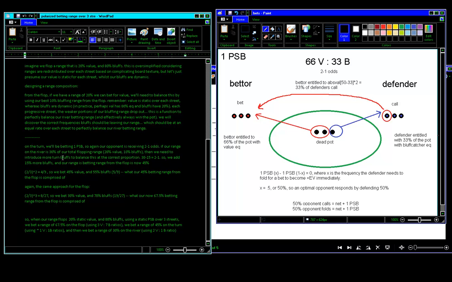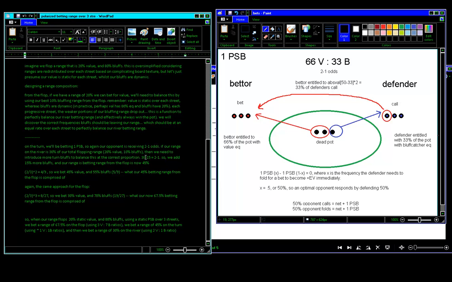If our range on the river is 30% of our total flopping range, which as demonstrated here is always going to win the effective pot at the highest yield possible, which is optimal, then we need to introduce more turn bluffs to balance this at the correct proportion. A very simple way to do this, I think: we're giving him 2-to-1 on the turn. We're betting 30% on the river, which is effectively all for value, but it's kind of weird saying it like that because it consists of bluffs in that range too.